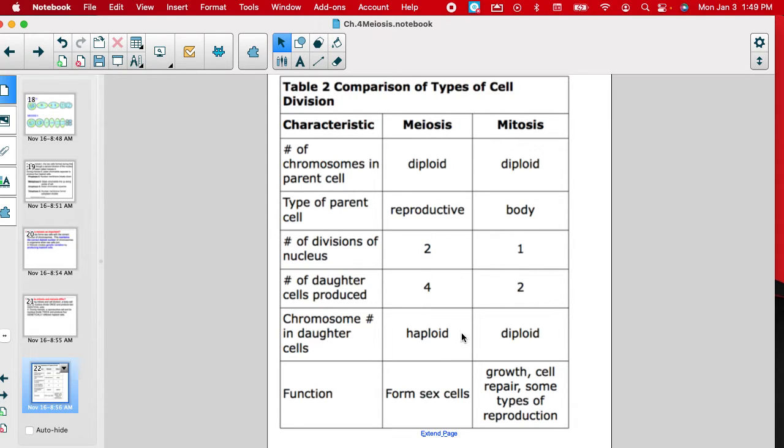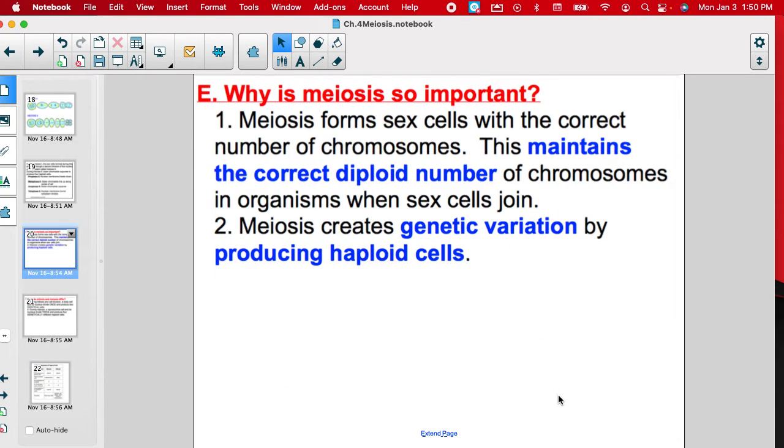In meiosis, the chromosome number is haploid, or half. So in humans, it would be 23. And then in mitosis, it's diploid. So it'd be 46 in humans. And the function is for meiosis to form sex cells. In mitosis, lots of different functions. Could be for growth, cell repair, and if you are a unicellular organism, then yes, it would be for reproduction.